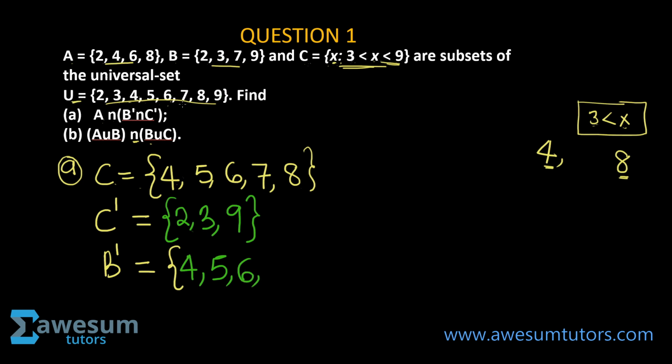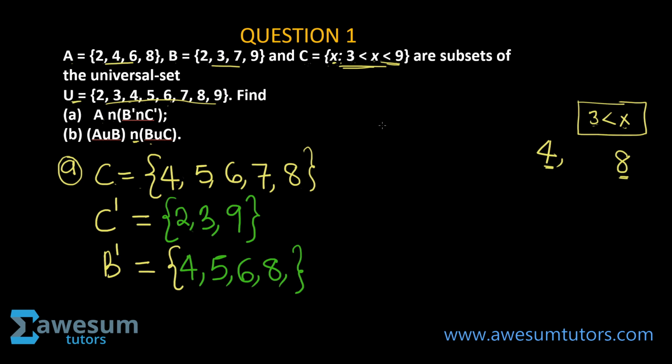What about 7? 7 is here, it is also in B, so we will not put that. 8 is in the universal set, it is not in B. I will put 8. 9 is in the universal set, it is also in A, so I will not put that. So that is what I have. So I have 4, 5, 6, 8 to be my B prime.